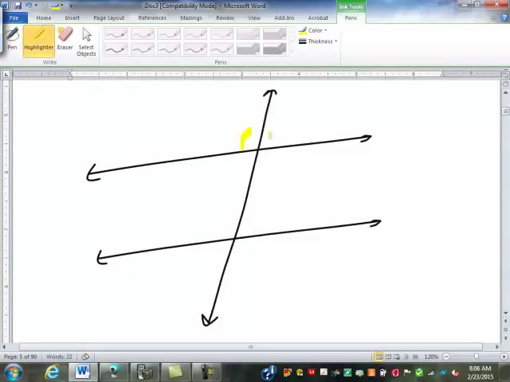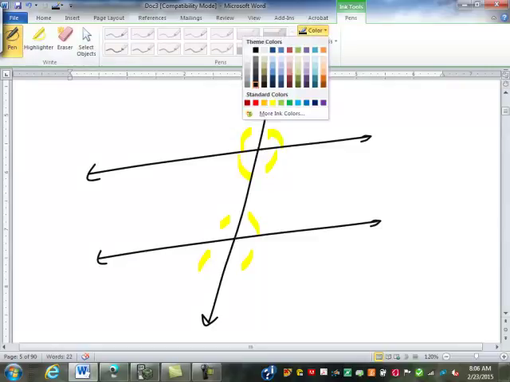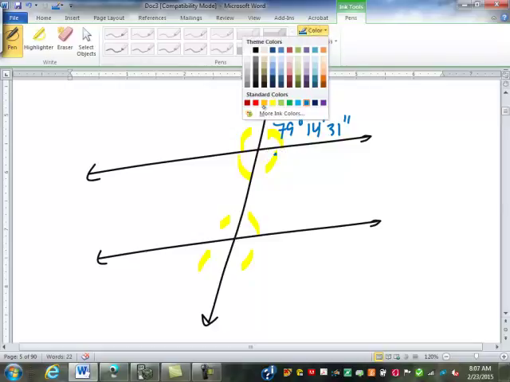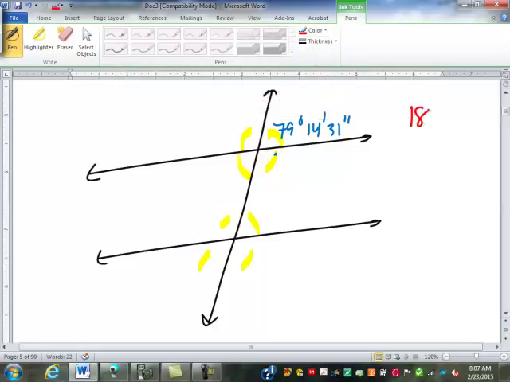First of all, there are 8 angles formed here. To define all 8 of them, I only need to define one. If I define this angle here as 79 degrees, 14 minutes, 31 seconds, I've defined every angle there. How big does this angle here have to be? 180 minus, you got it, they're supplementary.